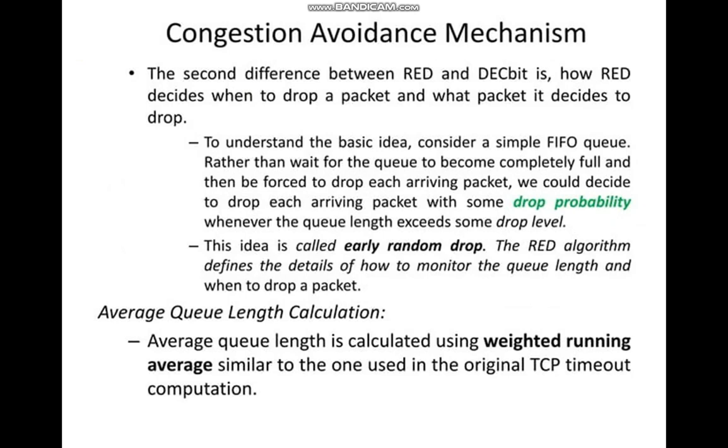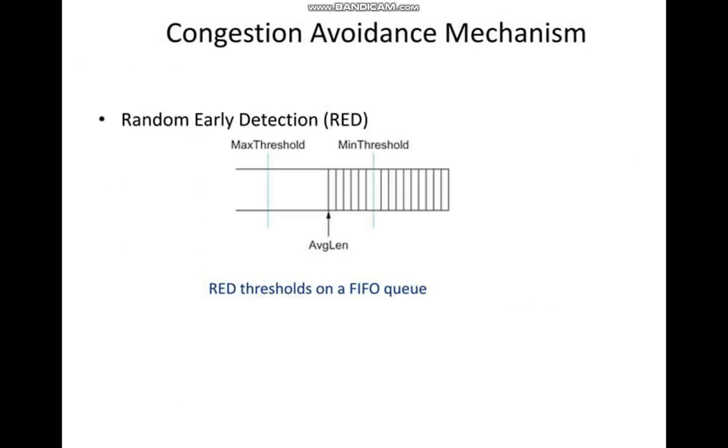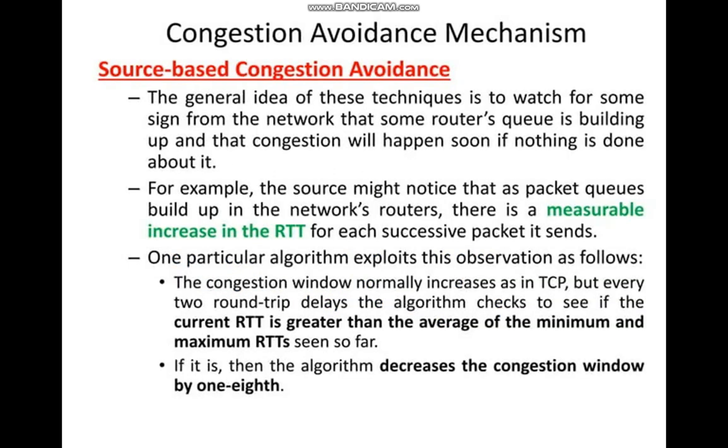The second difference between RED and DECbit is how RED decides when to drop a packet and what packet it decides to drop. To understand the basic idea, consider a simple FIFO queue. Rather than wait for the queue to become completely full and then be forced to drop each arriving packet, we could decide to drop each arriving packet with some drop probability whenever the queue length exceeds some drop level. This idea is called early random drop. The RED algorithm defines the details of how to monitor the queue length and when to drop packets.